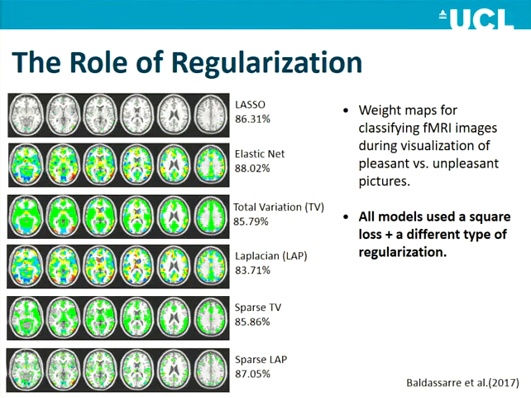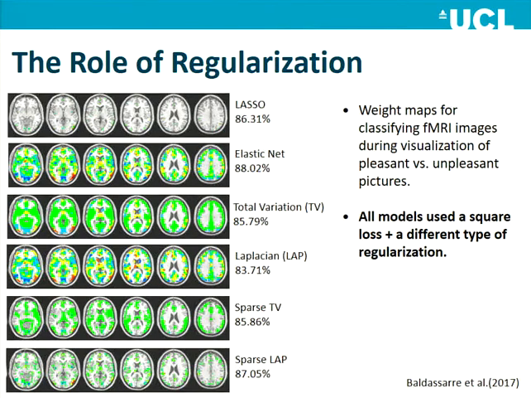And what we are seeing here are weight maps for classifying fMRI during visualization of pleasant versus unpleasant pictures. All models here use the same loss function, which is a squared loss, and the only difference between them is the regularization that they use. So there is lasso, elastic net, total variation, Laplacian, sparse total variation, and sparse Laplacian. And what you can see is that depending on the regularization used, the weights will become more sparse or less sparse, or smoother or less smooth.